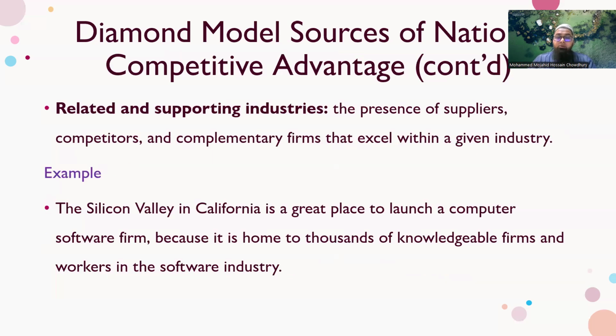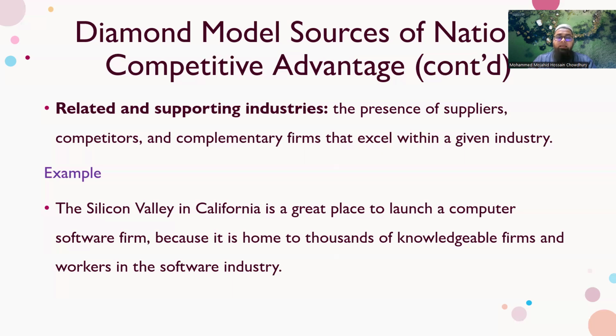Then related and supporting industries, like the presence of suppliers, competitors and stakeholders, give a firm excellence in producing something, in having some industry. A very good example is Silicon Valley in the United States, a great place to develop software firms.